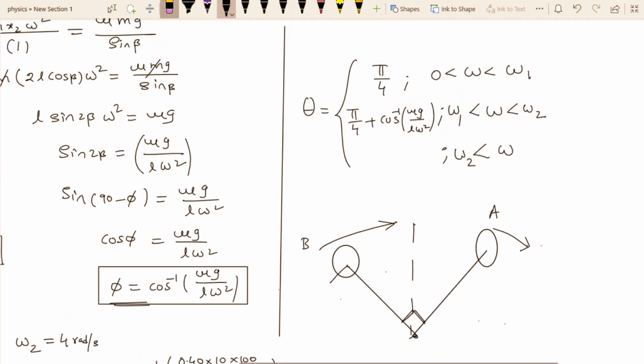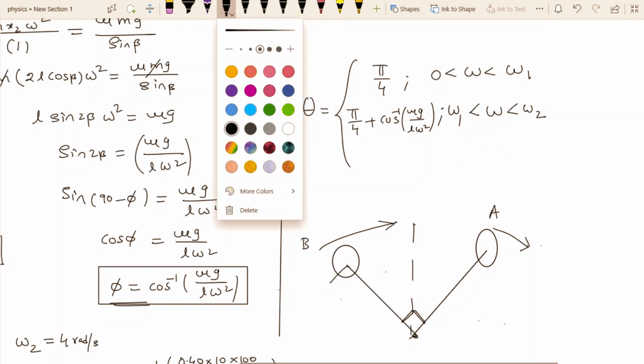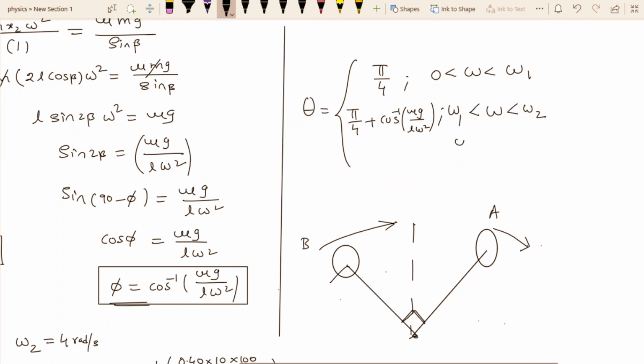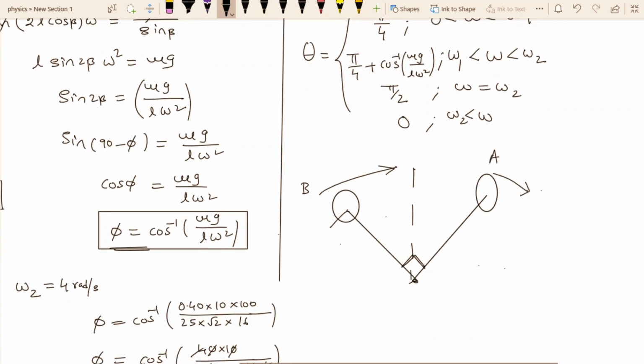See here, when omega is equal to omega 2, at that situation the angle becomes perfectly 90 degrees. If you move to the next case, that means if omega is greater than this omega 2, immediately the angle will drop to 0. Immediately the angle between disk A and disk B will drop to 0.